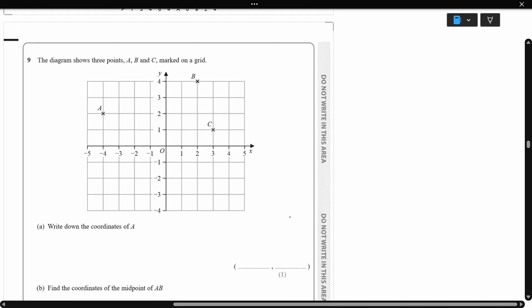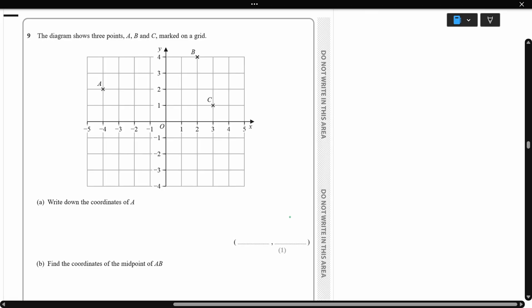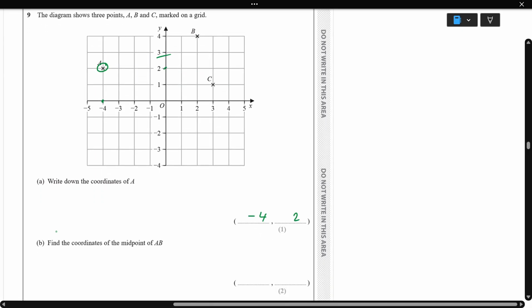Next, question 9. The diagram shows 3 points A, B, C marked on the grid. Okay, write down the coordinates of A. So the A is here. The coordinate, first we will find x. x is -4 and y is 2. So -4 and 2. Next, find the coordinates of the midpoint of AB. AB is the midpoint. So first we need to find the AB coordinates.